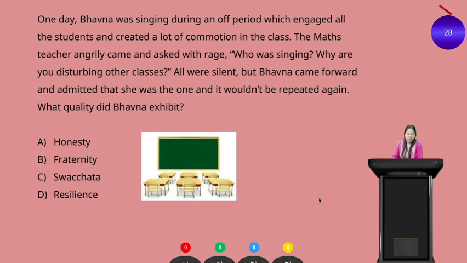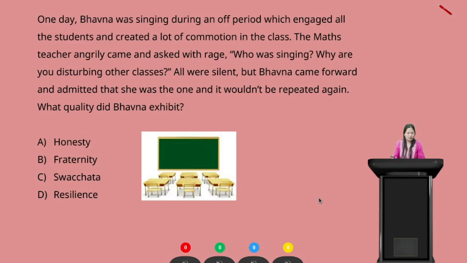So Bhavna was singing during an off period which disturbed the other classes by creating commotion. Now the teacher came angrily and asked who was singing. All the other students were silent, but Bhavna came forward and admitted that she was the one singing, and she also said it wouldn't be repeated. So what quality did Bhavna exhibit in this situation? Honesty, fraternity, swachhta, resilience.